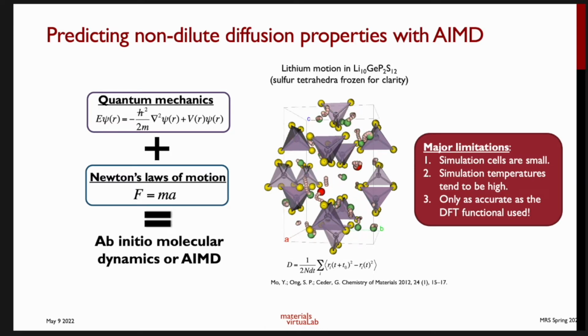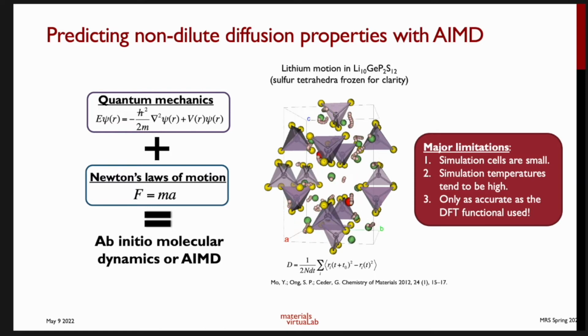This was work that was done by Yifei Mo and myself back in 2012 when the LGPS material was first discovered by Professor Kanno. This was actually our very first foray into ab initio molecular dynamics as a technique. Now, it has grown increasingly clear to me over the years, 10 years, that there are severe limitations of AIMD. And Gert has alluded to some of them.